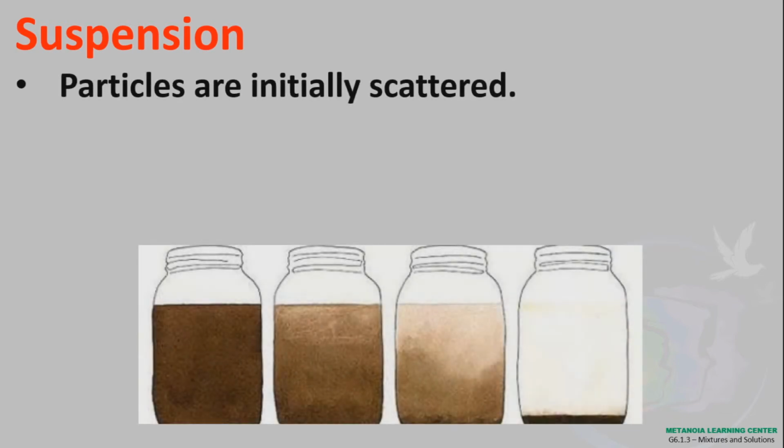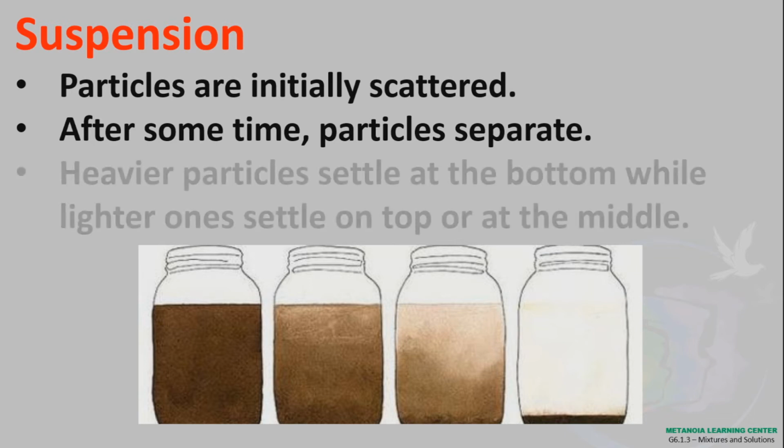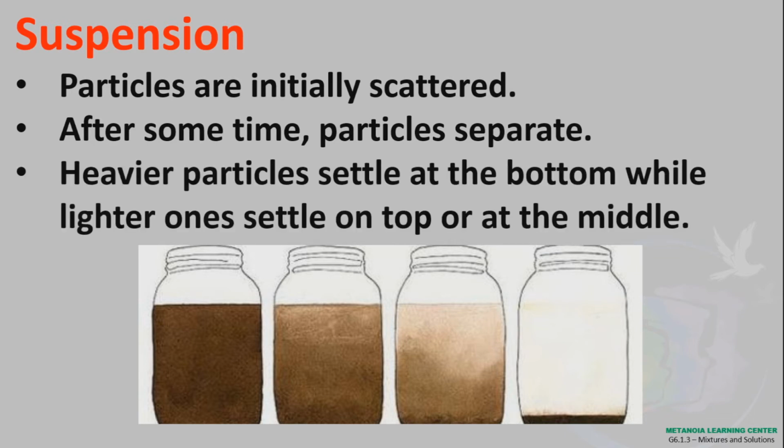In a suspension, particles are initially scattered. An example of a water and soil mixture is seen below. A transition from particles evenly mixed with water, where sediments slowly settle at the bottom of the jar. The transition shows that after some time, particles separate. Heavier particles settle at the bottom first, while lighter ones float around and will settle later in due time.